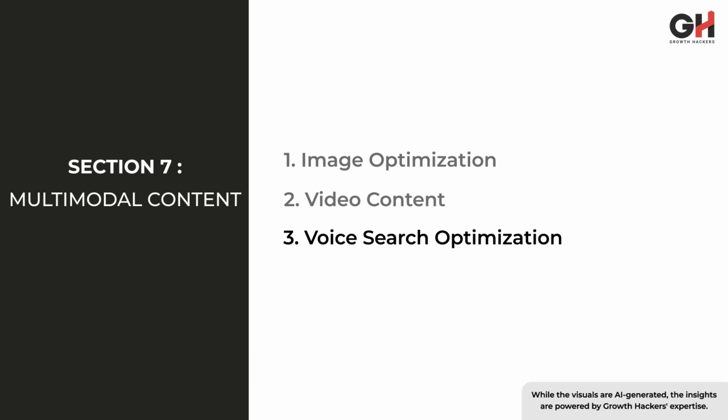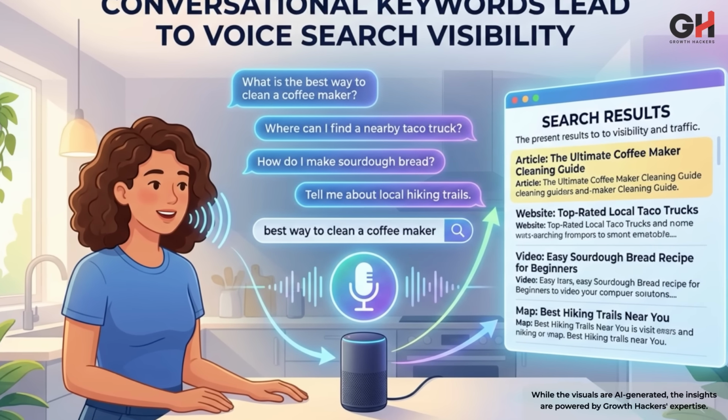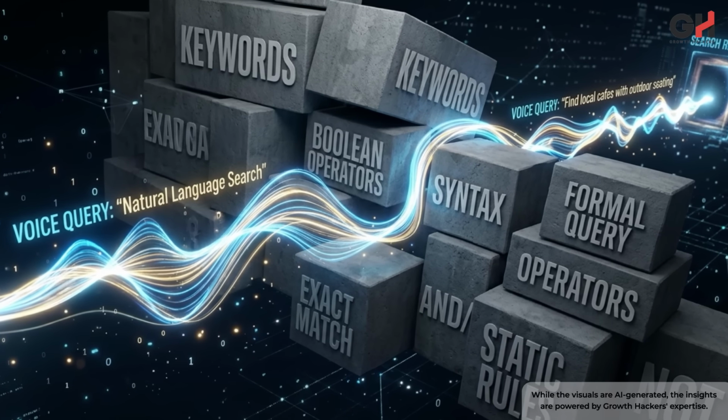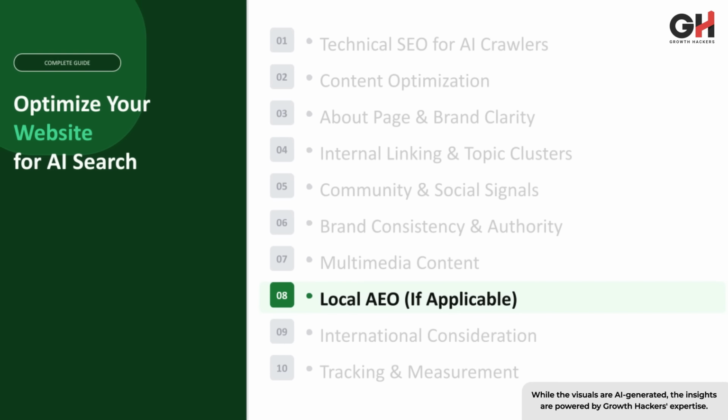Point number 3. Voice search optimization. Voice assistants powered by AI pull from your content. Optimize for natural language keywords, conversational long-tail phrases, near-me optimization for local businesses, featured snippet optimization. The result? Conversational keywords lead to voice search visibility. Formal keywords only miss voice queries and local AI searches entirely. Think about how people actually talk when asking questions.